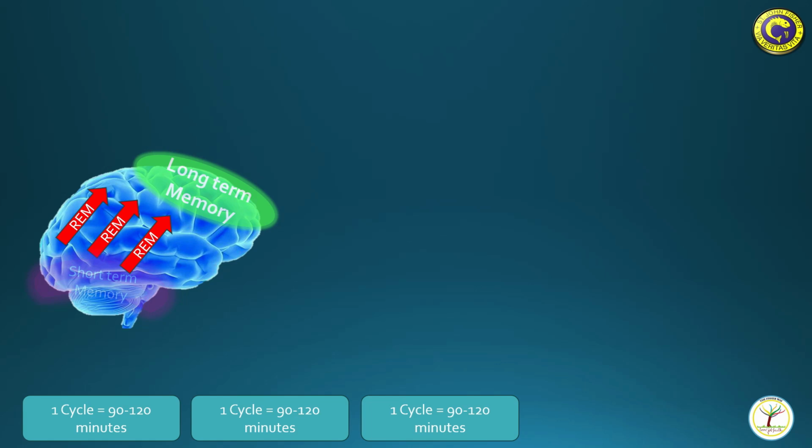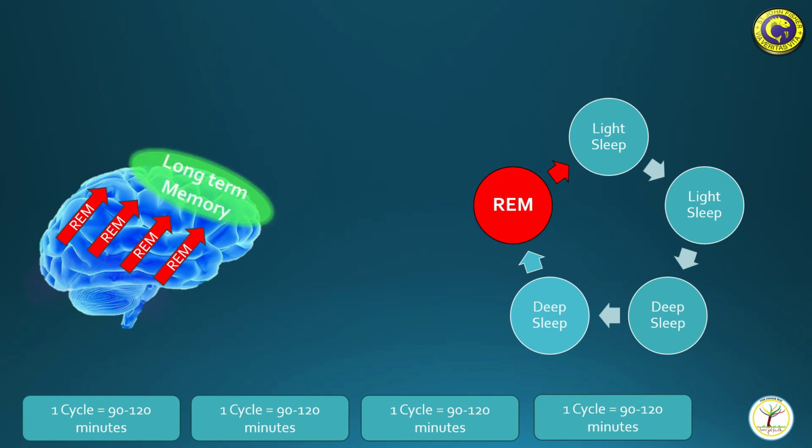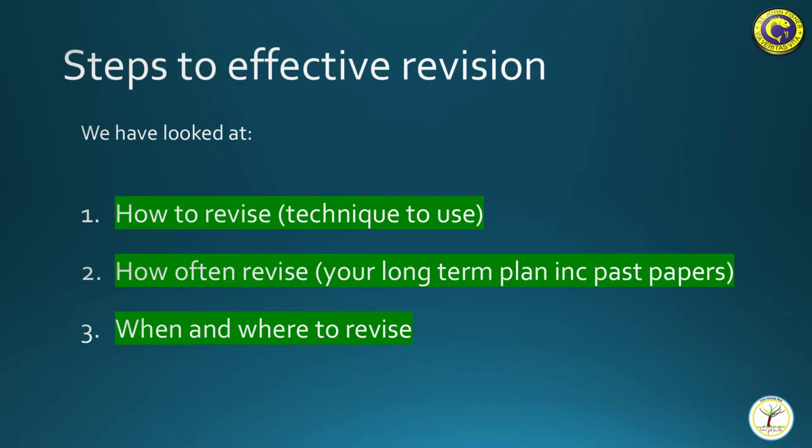If you don't get all 4 cycles, then obviously that would be one section of REM that you wouldn't get, and some of the information would stay in your short-term memory. So you need 4 full cycles to make sure that all of the revision that you have done has been uploaded into your long-term memory. That means that you need to be sleeping for around about 8 hours to fully upload all the information that you revised during that day. Unfortunately, many people will get 5, 6, or 7 hours of sleep, which means that you might miss that fourth session of REM, which means some of the revision that you did doesn't get uploaded to your long-term memory and would eventually disappear from short-term.